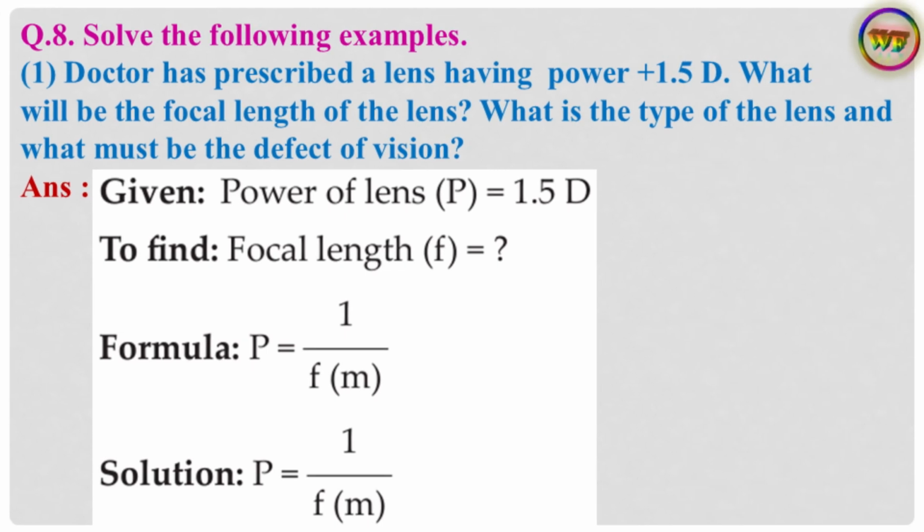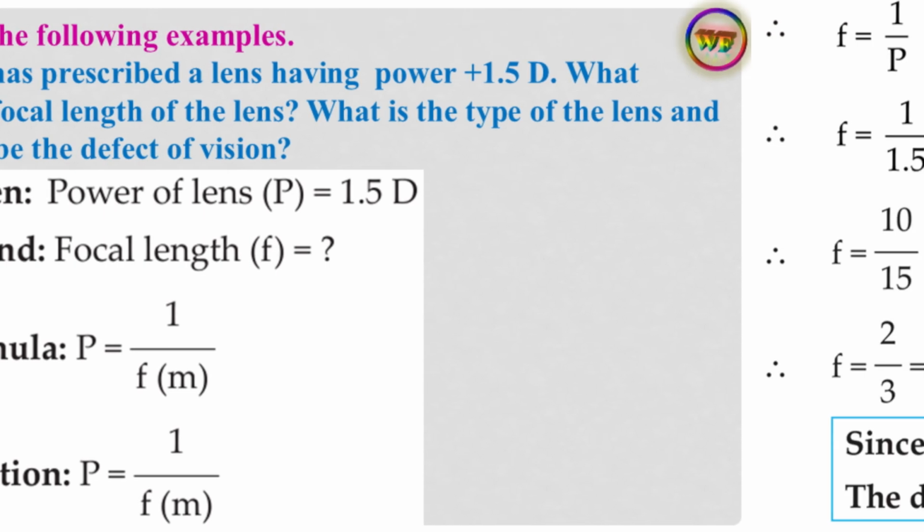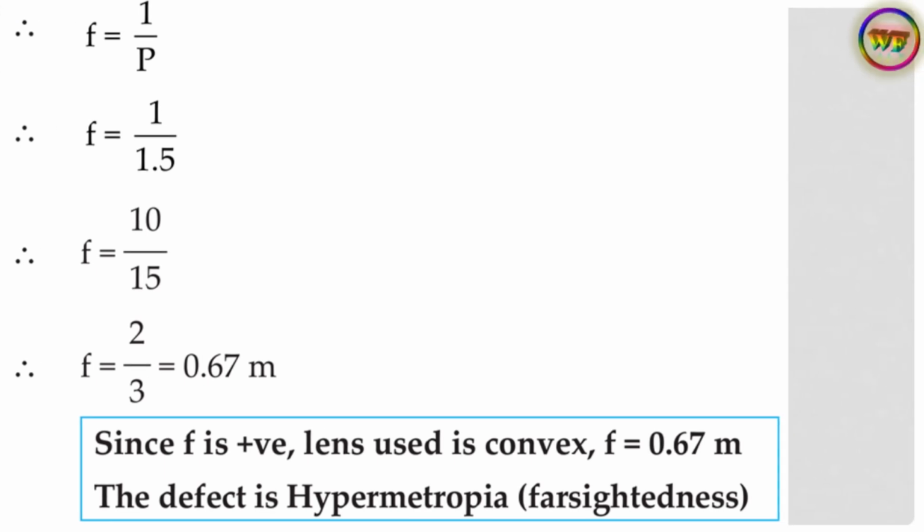Question 8. Solve the following examples. Sub-question 1. Doctor has prescribed a lens having power plus 1.5 D. What will be the focal length of the lens? What is the type of the lens and what must be the defect of vision? Answer is given directly. Continuation of the answer is on the next slide. Answer is given directly.